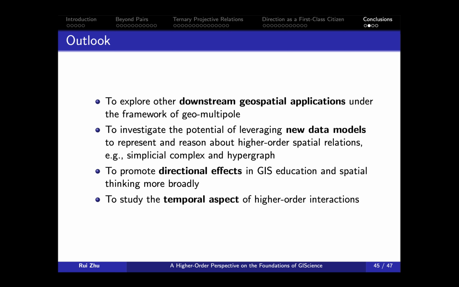In terms of the outlook, I would like to explore other downstream geospatial applications under the framework of the geo-multipole. I would also like to investigate the potential of leveraging new data models to represent and reason about higher-order spatial relations, and I'm particularly interested in the spatial complex here. And I would also like to promote the directional effects in GIS education and spatial thinking more broadly. Finally, I would like to study the temporal aspect of higher-order interactions.